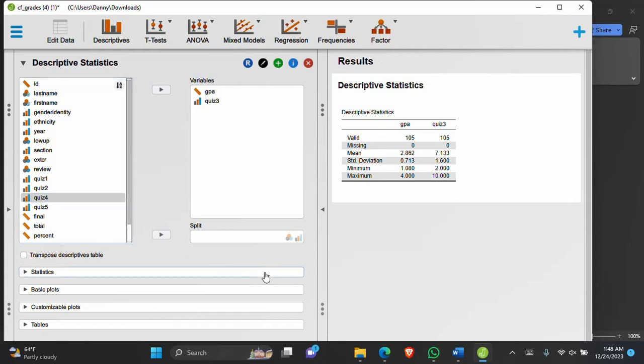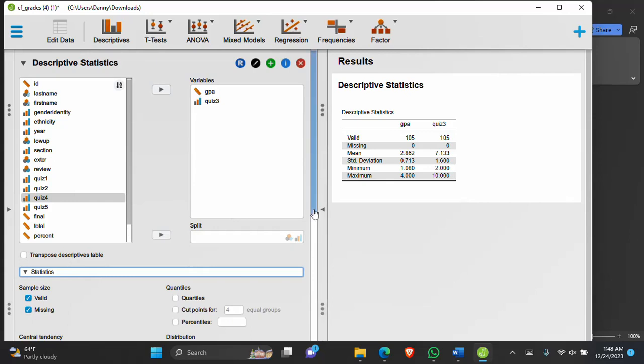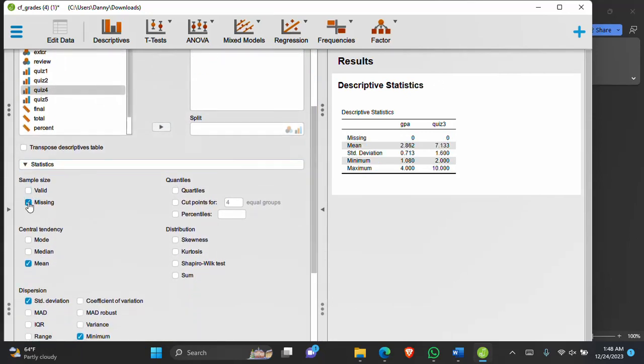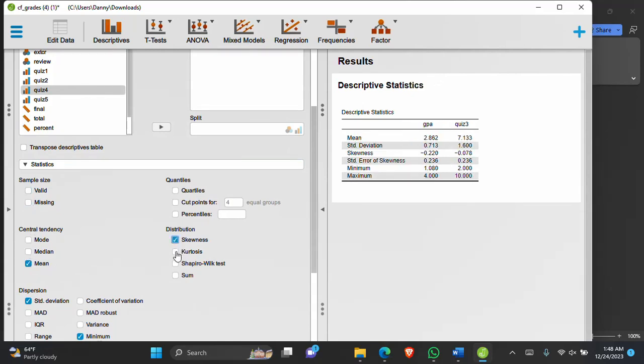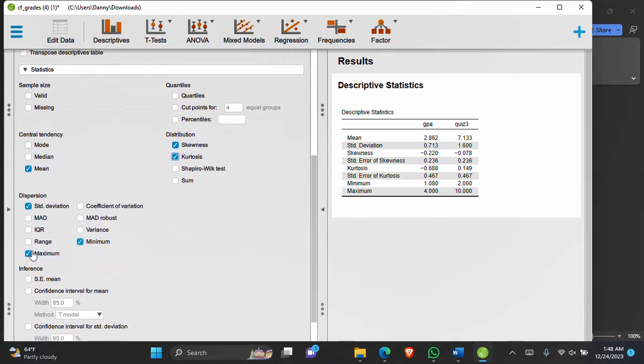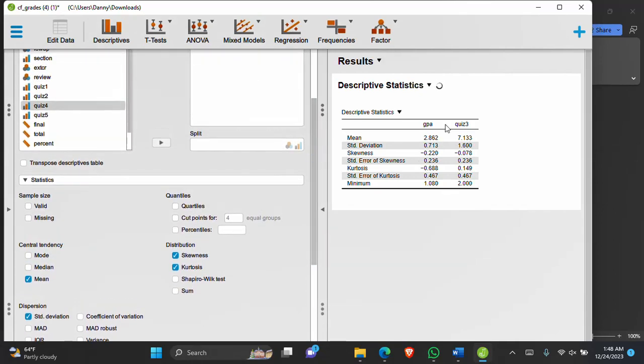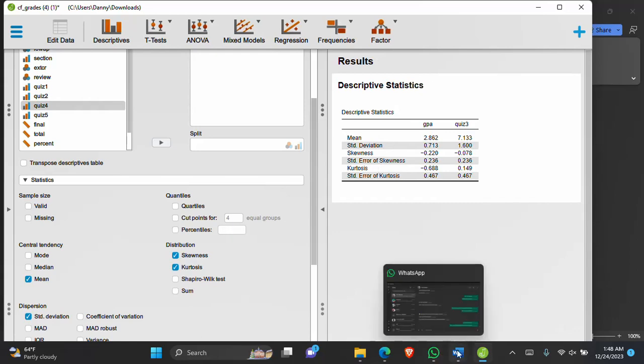So we'll come here to statistics. We check these ones, and we check skewness and kurtosis, and we uncheck this and this, and that's all that is needed for that question for section 2. So we have the mean, standard deviation, skewness, and kurtosis for it.